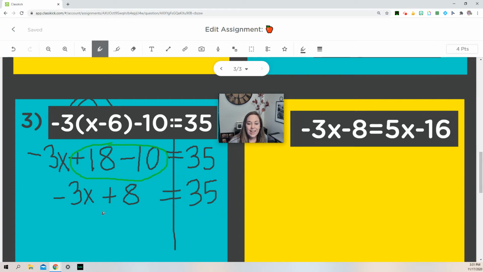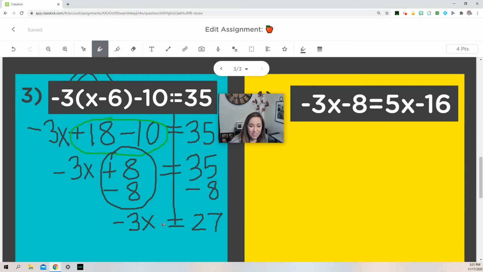And the opposite of adding 8 is subtracting 8. So I want to get that to the other side, so I'm going to subtract it. And this creates a 0 pair here. And please don't forget that the leftover term over here is -3x equals 35 minus 8, which is 27. And we are almost done.